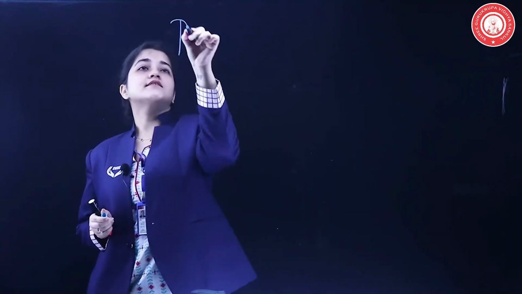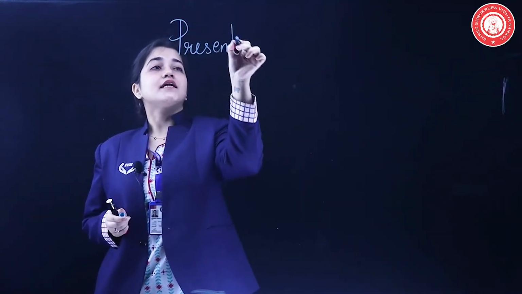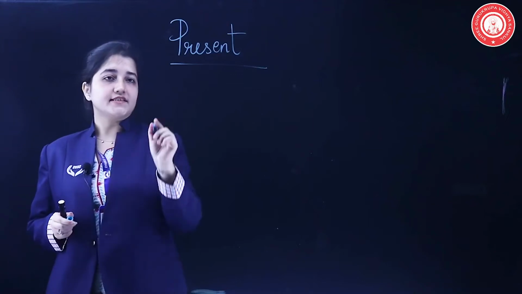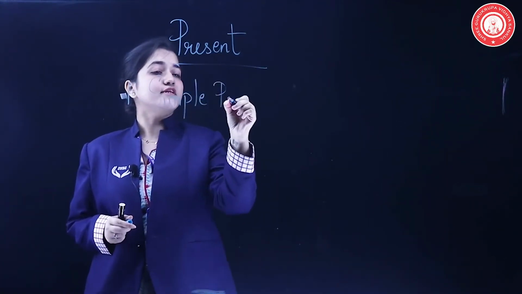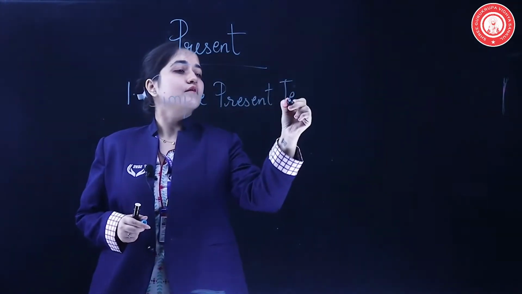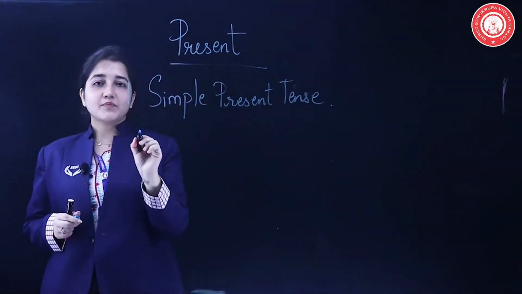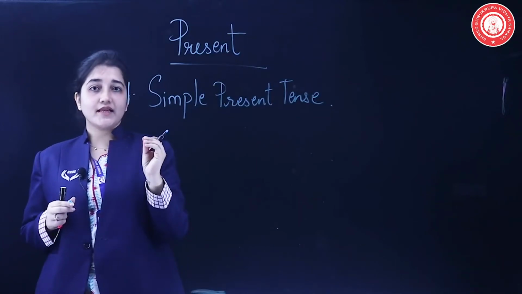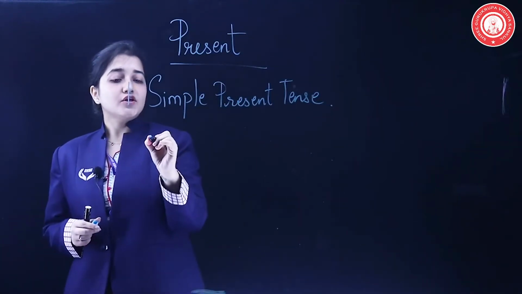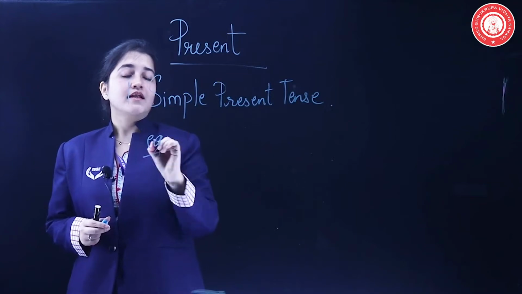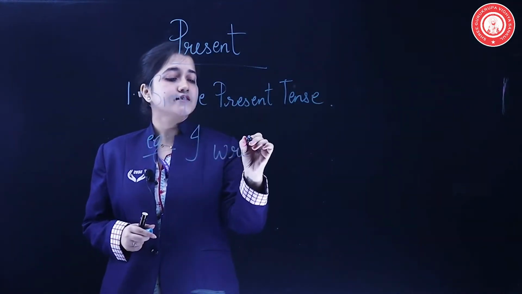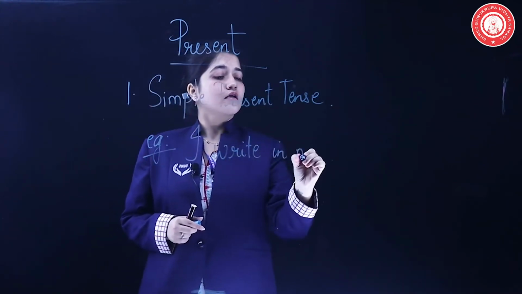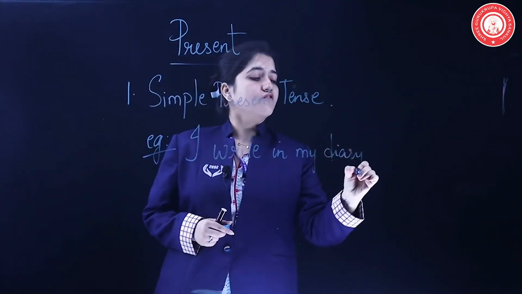So the first time frame that we are going to be talking about is, of course, the present tense. It consists of four types of tenses. First one is simple present tense. I will explain each type of tense with an example which will help you get a clear understanding of that tense. So here, let's look for the example. I write in my diary every day.